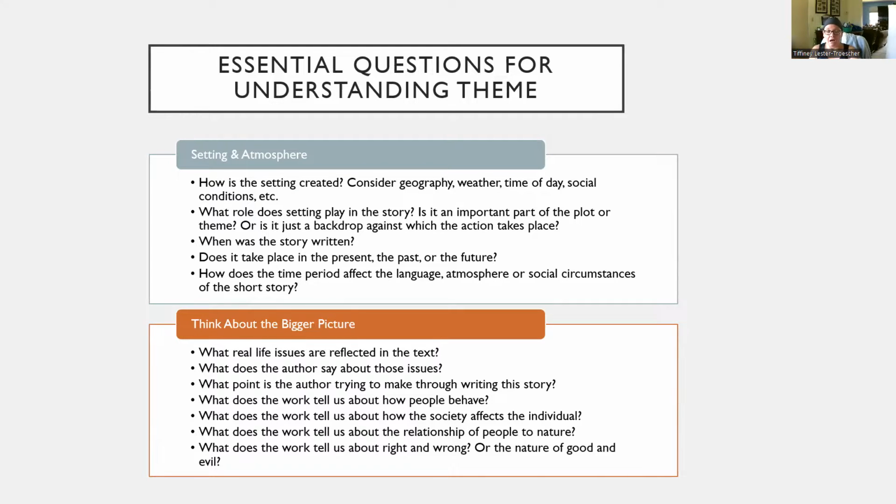Okay. Think about the bigger picture. What real life issues are reflected in the text? What is the author saying about these issues? What point is the author trying to make by writing this story?